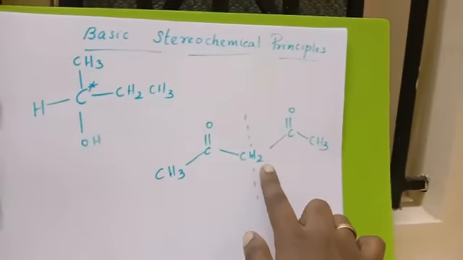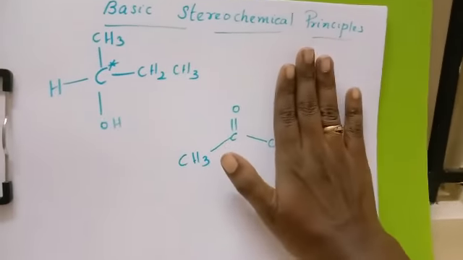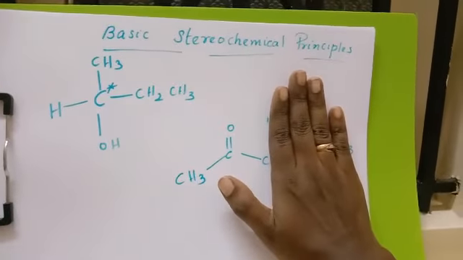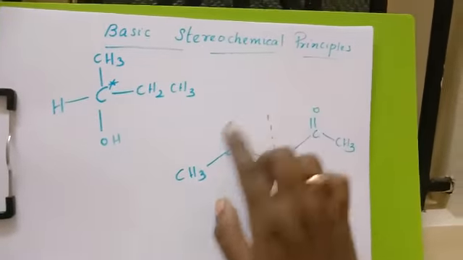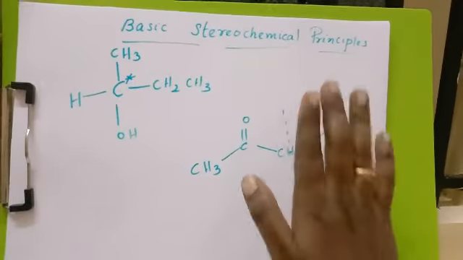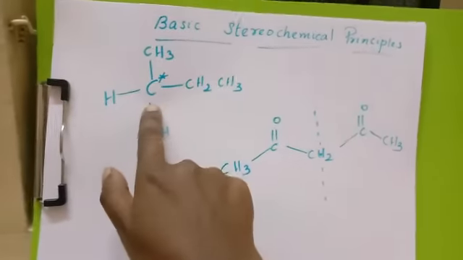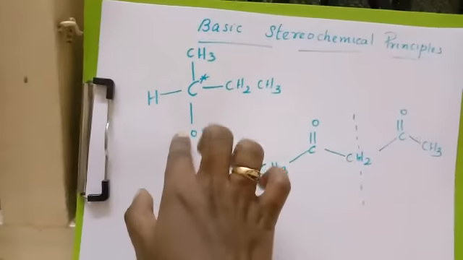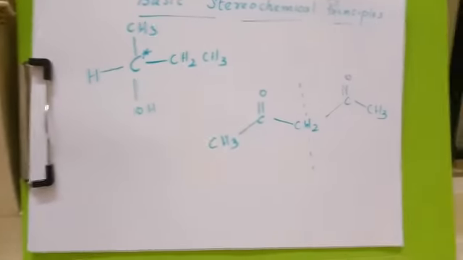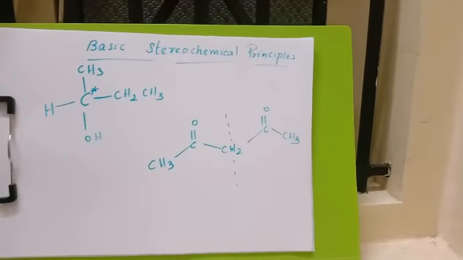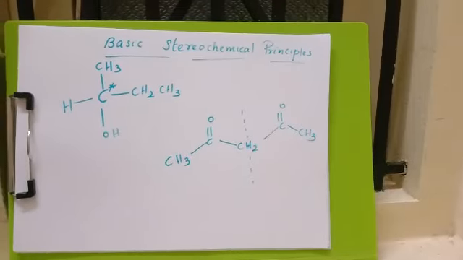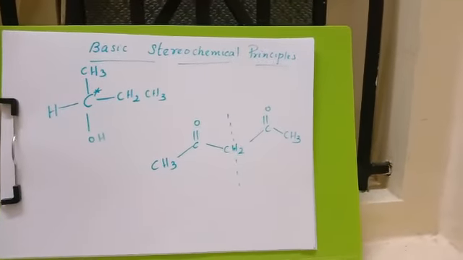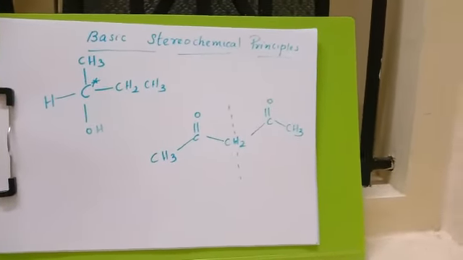But this molecule shows symmetry. That is, if I hide this structure, it will show the same as this. So it has symmetry, but this molecule does not show symmetry. So this molecule is known as an asymmetric molecule, and the asymmetry of the molecule is responsible for the optical activity in such organic compounds.